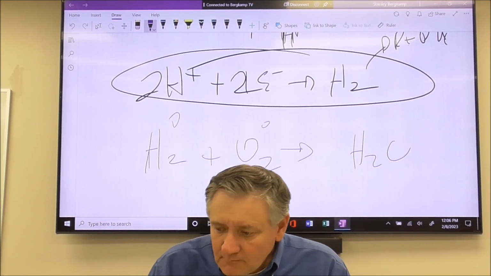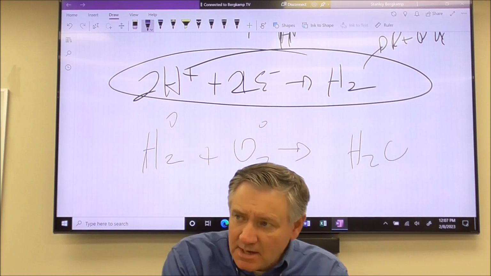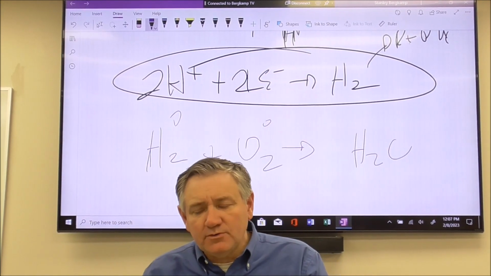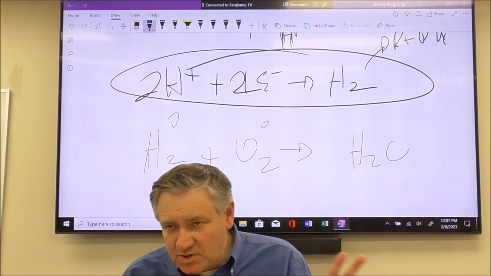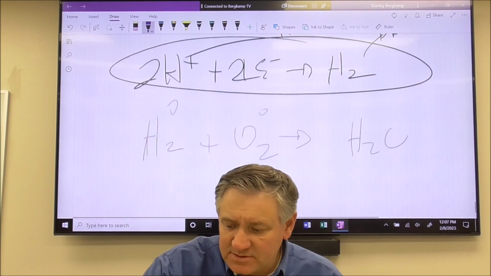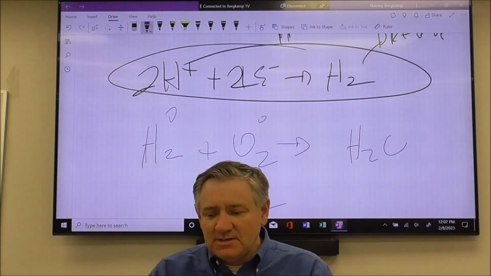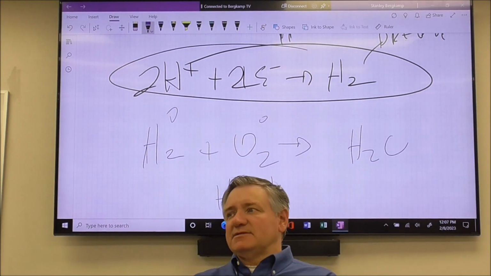Now, when you produce oxygen in a compound, the golden rule is that oxygen is always 2-, except for one exception when you have hydrogen peroxide, H2O2. That's the only time that it's 1-.